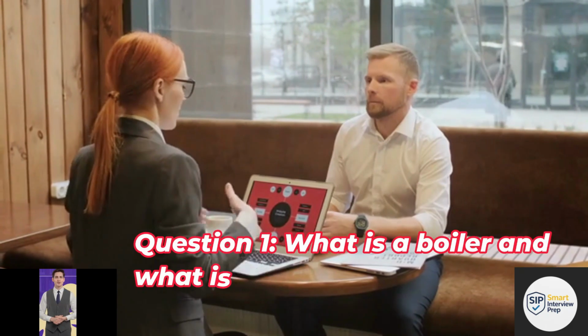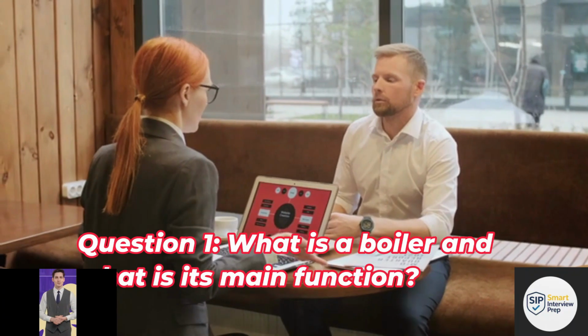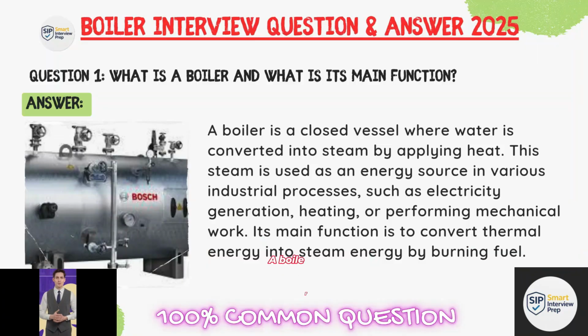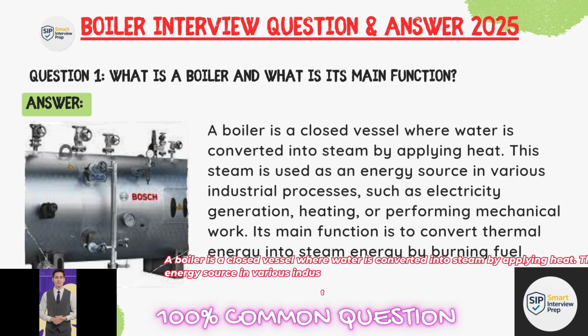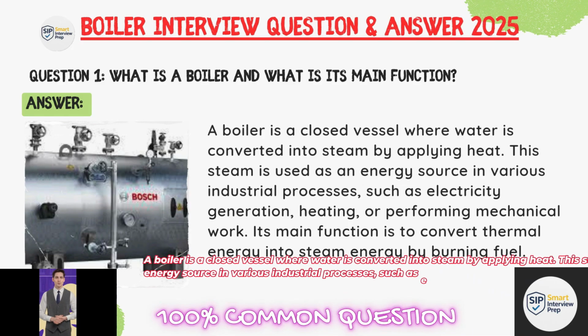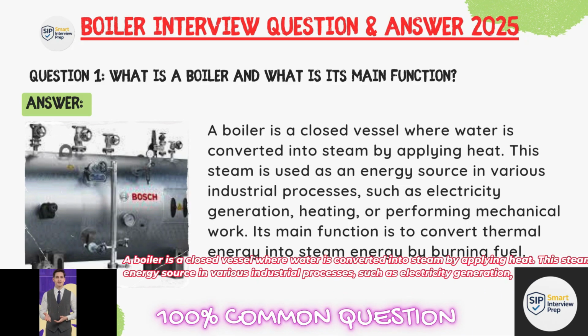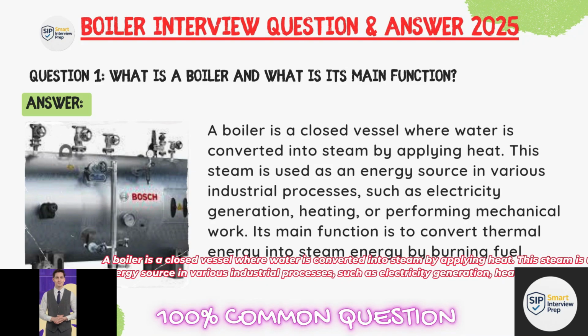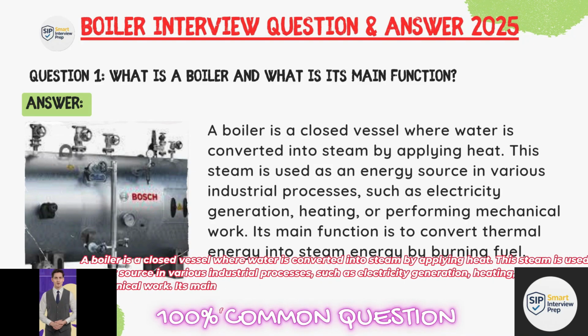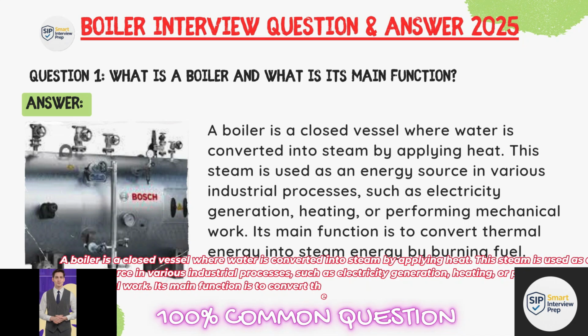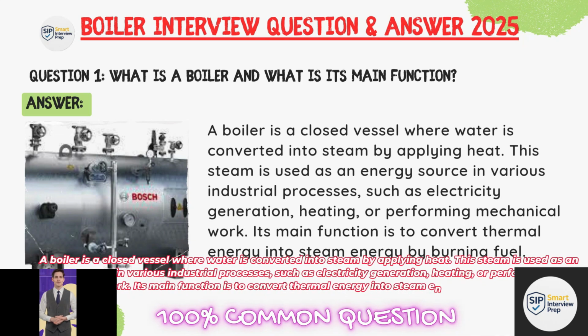Question: What is a boiler and what is its main function? Answer: A boiler is a closed vessel where water is converted into steam by applying heat. This steam is used as an energy source in various industrial processes such as electricity generation, heating, or performing mechanical work. Its main function is to convert thermal energy into steam energy by burning fuel.